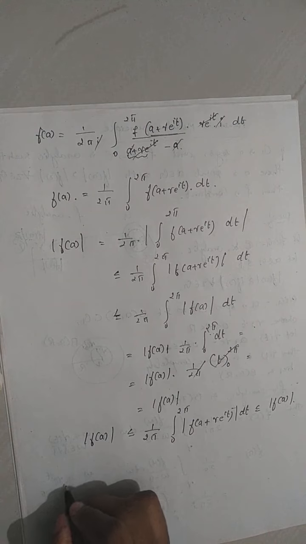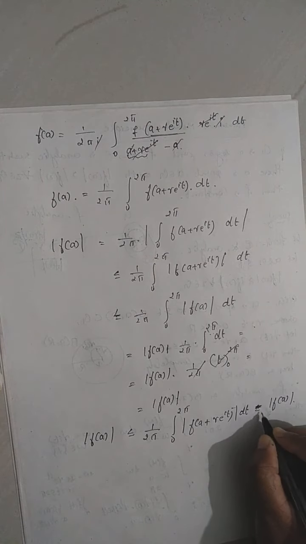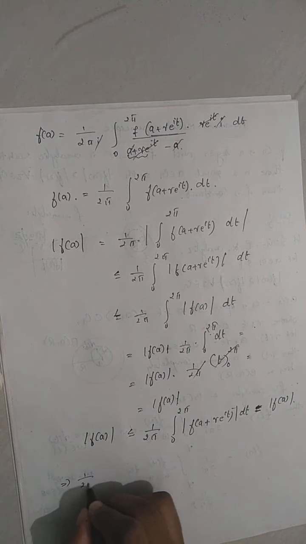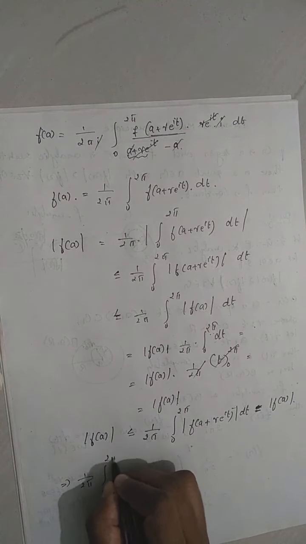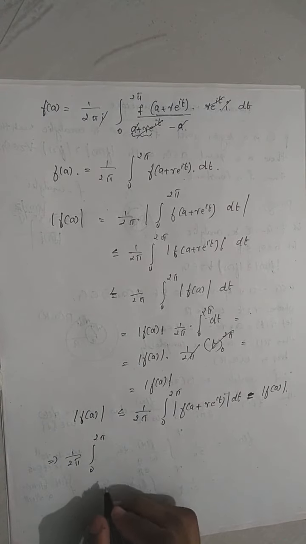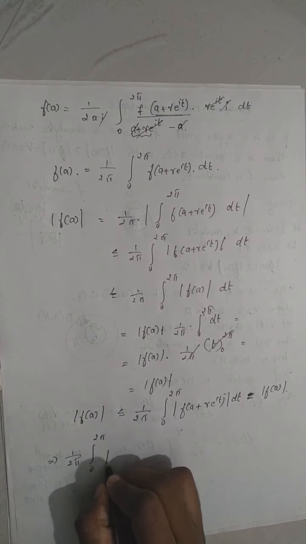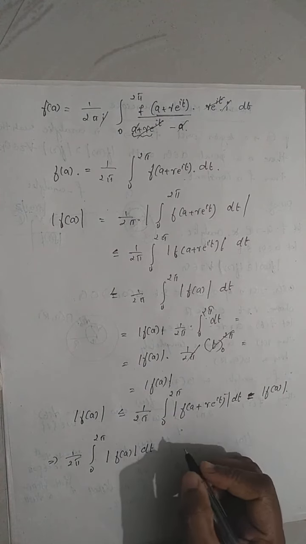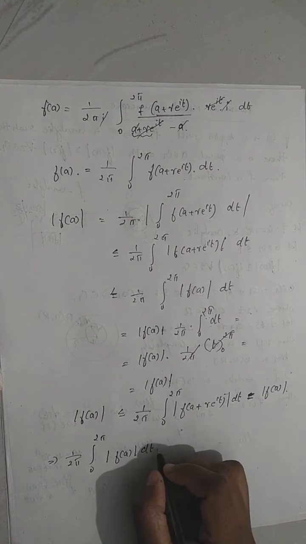Okay, actually which is equal to mod f of a, sorry, which is equal to mod f of a. So which implies 1 by 2 pi integral 0 to 2 pi modulus of f of a dt will be equal to 1 by 2 pi integral 0 to 2 pi modulus of f of a plus r e raised to i t dt.